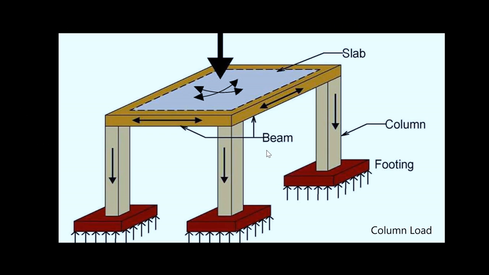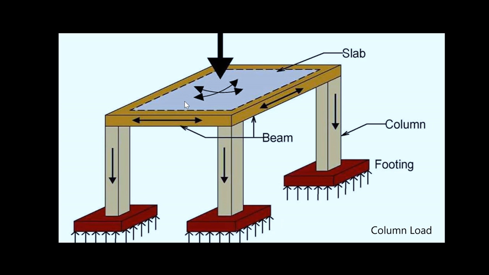Now you can see the load transfer mechanism here. The load which is being applied here is distributed towards the beam from the slab. From the slab, you can see the load is getting distributed to all the sides, and from the slab it is being transferred to the beam. From the beam it is getting transferred to the column, and from the column it is getting transferred to the footing, and the footing will exert the reaction on the soil.